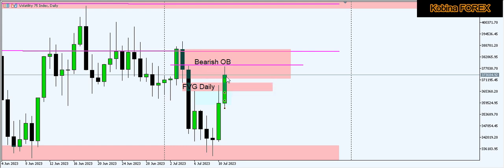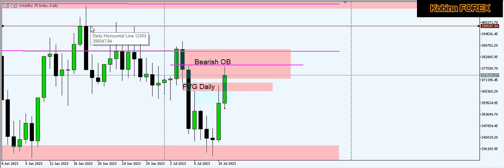So what's next? Should price close in above this fair value gap, I'm looking at these highs. I'm looking at these equal highs resting here. Should price take down these highs, I'm looking beyond even that to this particular price point. So all you need to do is just patience.